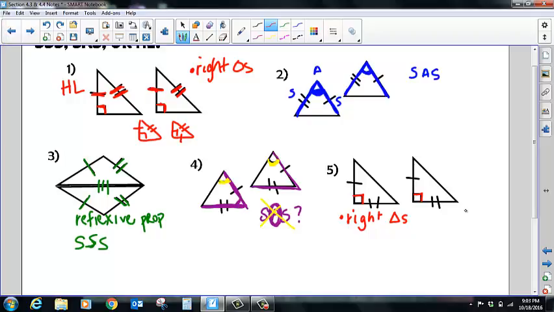But we do have two sides here and here marked congruent, and look at the placement of that right angle. That right angle is actually the angle that's going to connect those two sides together. So this, we could actually use side angle side as our approach.